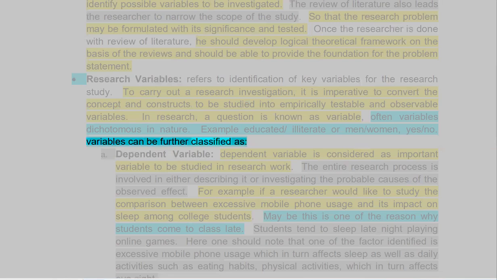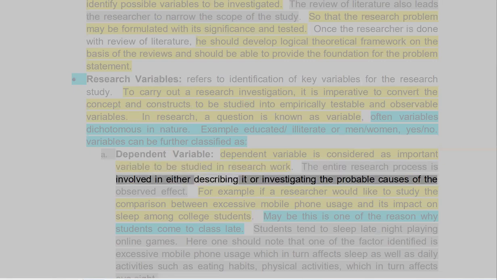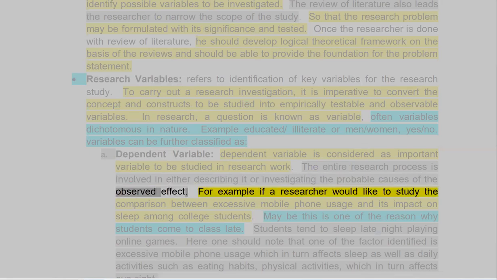Variables can be further classified. A. Dependent variable. The dependent variable is considered the important variable to be studied in research work. The entire research process is involved in either describing it or investigating the probable causes of the observed effect.